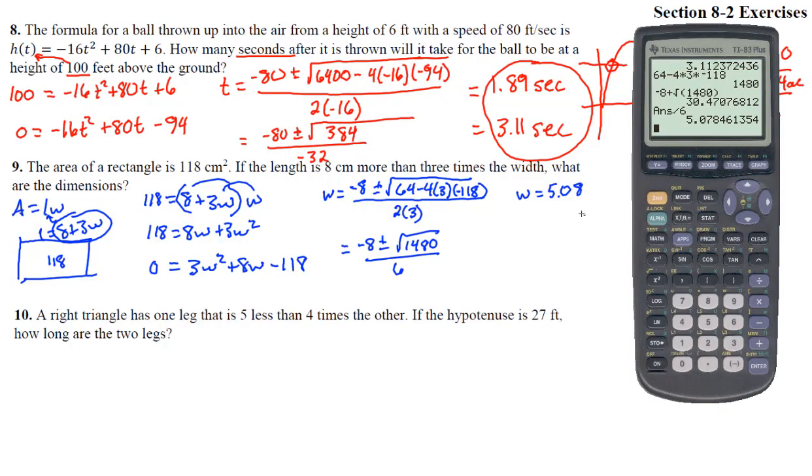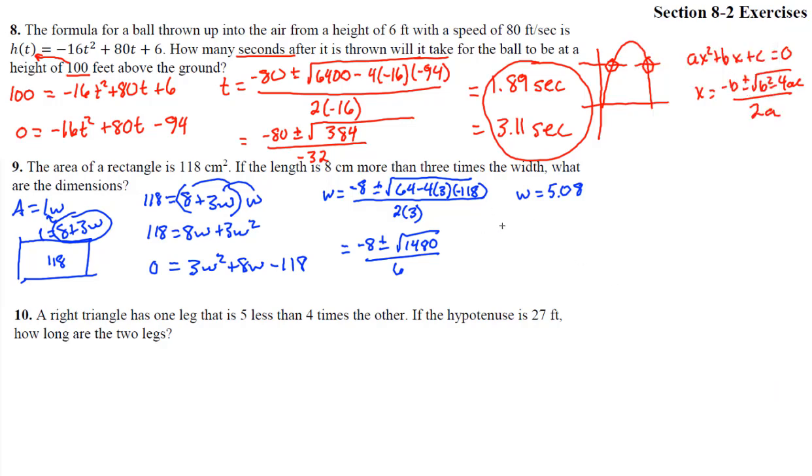And let's try the other one. Negative 8 minus square root of 1480, and divide that by 6. And that's a negative 1. So if we have W equals negative 7 point anything, that's not going to work at all. You can't have a negative 7 width.